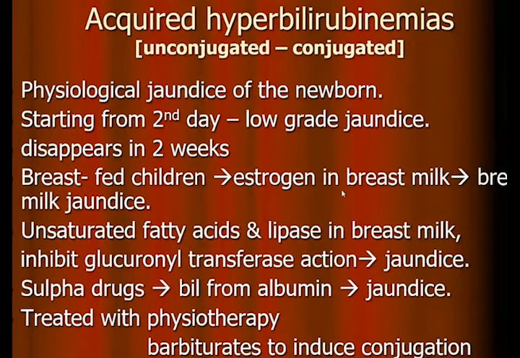So when the estrogen is given along with the milk, this estrogen has got a hemolytic effect. It will break down the RBCs. This estrogen will break down the RBCs and it will cause hemolytic jaundice.